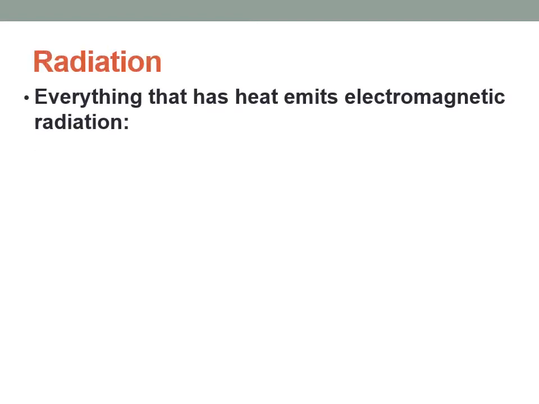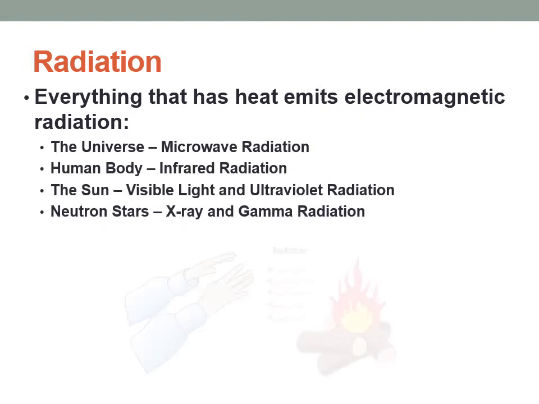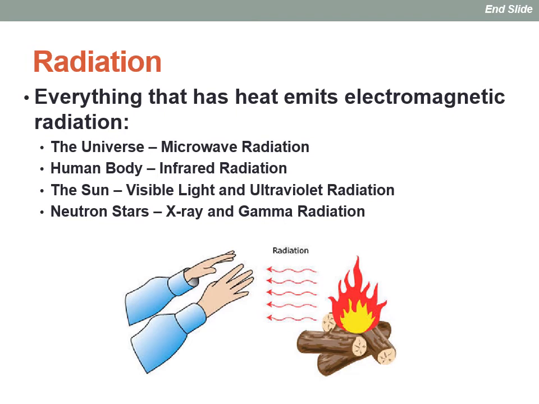So the third type of heat transfer is called radiation, and basically everything that has heat emits electromagnetic radiation, some sort of wavelength. Some examples include the universe. The universe itself is at a really cold temperature, so it's at a very low frequency, which is in the microwave range. Your body heat is actually more in the infrared range. That's where our infrared goggles come from in order to be able to see body heat. The sun is more in the visible and ultraviolet region of the electromagnetic spectrum.